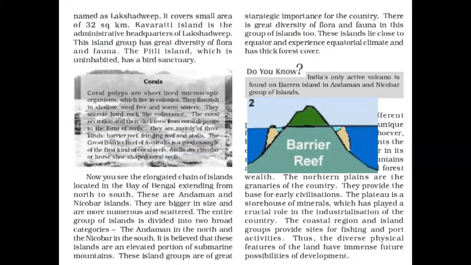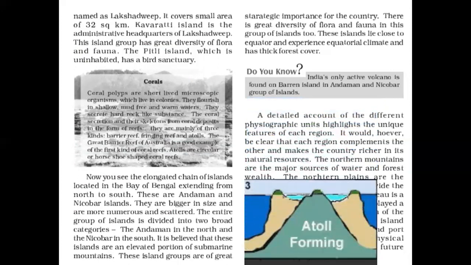Then the barrier reef, where the coral is growing, and the coral and the island have a distance between them which is covered with water. This is known as a barrier reef. Here it is the atoll reef. In an atoll reef, the coral reefs are again forming an island. So basically we have three islands over here, and this is known as an atoll reef. I hope you understood the lesson. Thank you for today.